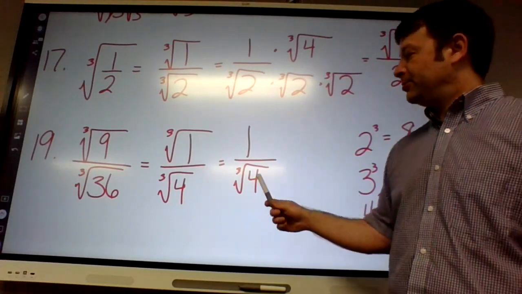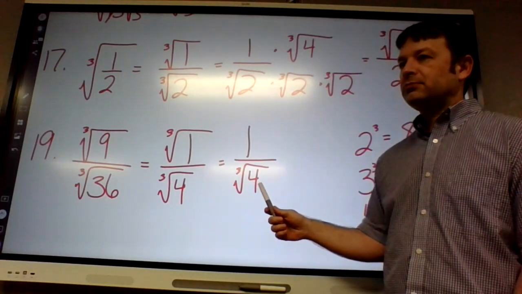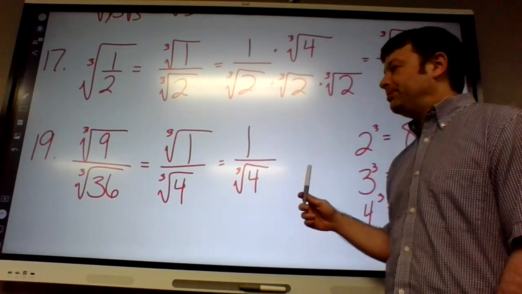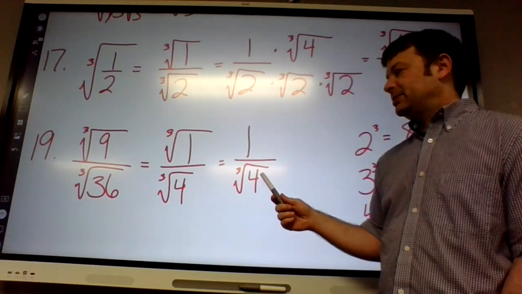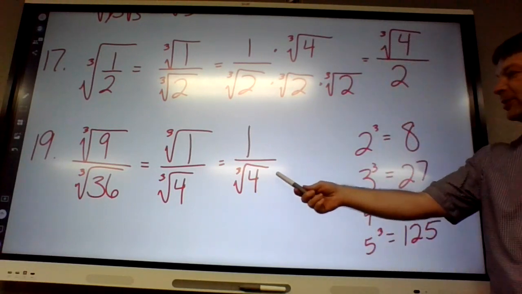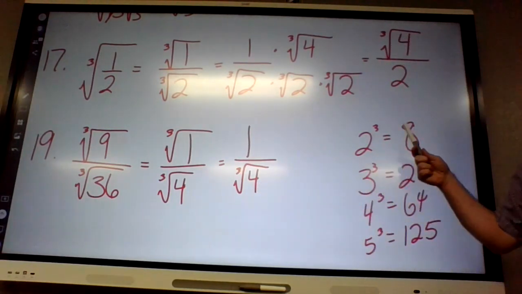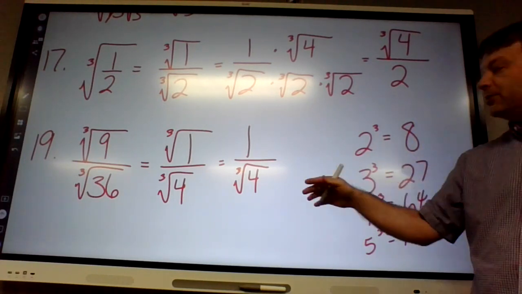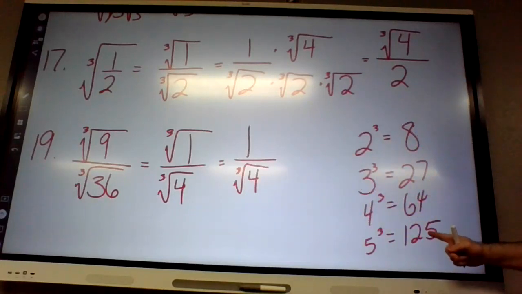How do I get rid of the cube root on the bottom? Well, I could do times cube root of 4 times cube root of 4, but trust me, you don't want to do that. It'll be a big mess. So here's a number that has a cube root, cube root of 8. We did it last time, remember? That's much smaller. So if I can just turn it into one of these, I should be good.